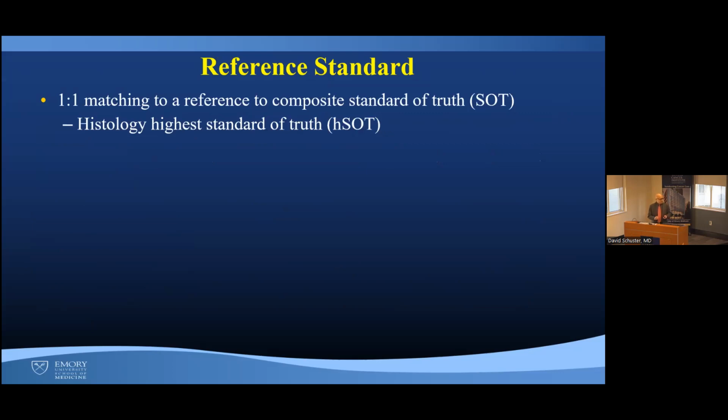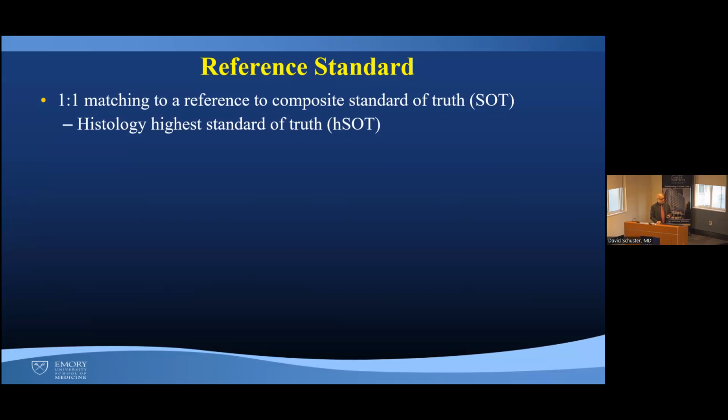As a reference standard, we had 1-to-1 matching to a composite standard of truth. So for example, if we had a region that was positive, we made sure that particular lesion was the one that was biopsied that we called positive. It couldn't be that we called one lesion, let's say in distant disease, negative, and the patient happened to have distant disease we didn't detect, okay? So it had to be 1-to-1 matching.